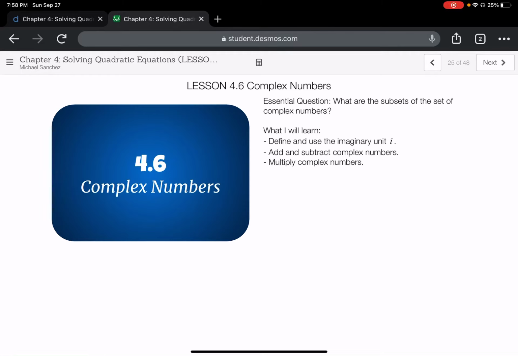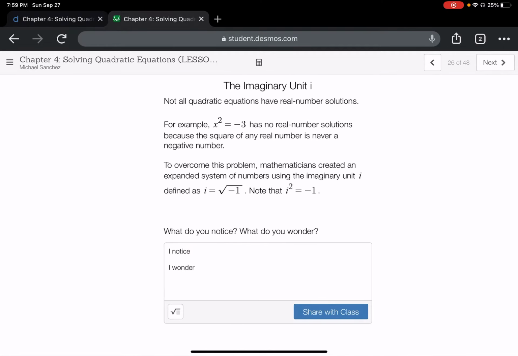Hello, everybody, and welcome to Chapter 4, Lesson 6, Complex Numbers. Our essential question is, what are the subsets of the set of complex numbers? What you will learn is how to define and use the imaginary unit i, how to add and subtract complex numbers, and how to multiply complex numbers.